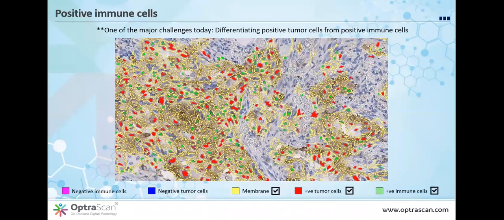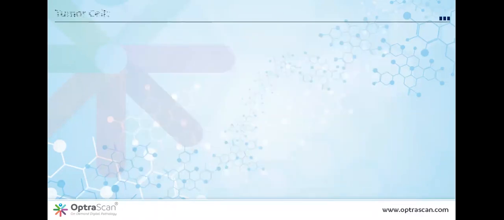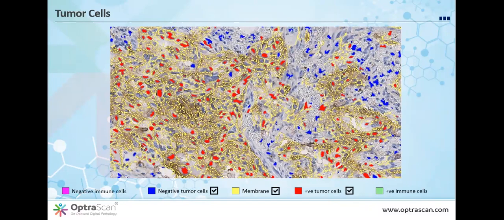However, coming back to the activity, my aim is to determine a score for the tumor and immune cells. Let's start with a tumor first. All right, now we've got rid of the immune stuff for a bit, and let's just look at the tumor. Clearly, everything in red is positive tumor, whereas everything in blue is negative tumor.